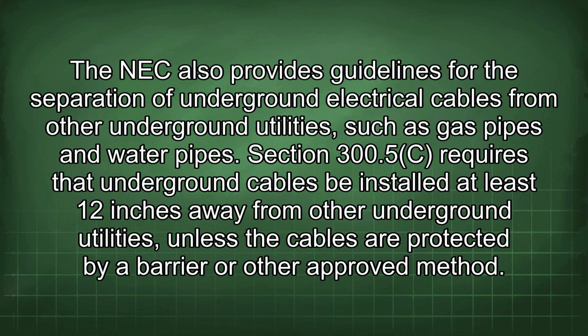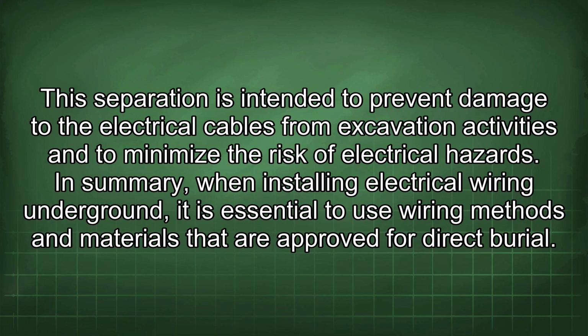The NEC also provides guidelines for the separation of underground electrical cables from other underground utilities, such as gas pipes and water pipes. Section 300.5c requires that underground cables be installed at least 12 inches away from other underground utilities, unless the cables are protected by a barrier or other approved method. This separation is intended to prevent damage to the electrical cables from excavation activities and to minimize the risk of electrical hazards.